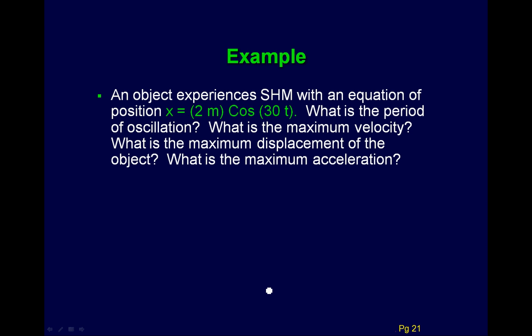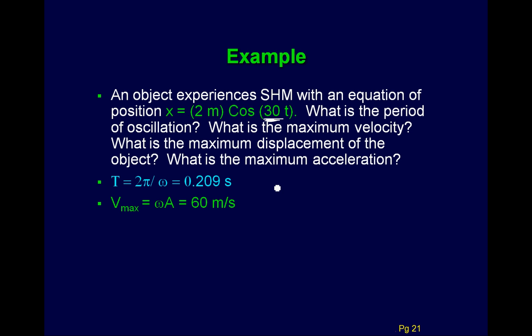So here's an example. An object experiences simple harmonic motion. It's got an equation given there, and we want to find out a bunch of stuff about it. So what is the period of oscillation? Well, period is 2 pi divided by omega. Omega is this 30. If you look at our equation, it says cosine omega times t. So you plug in this 30 for omega, and you get that the period is 0.209 seconds.